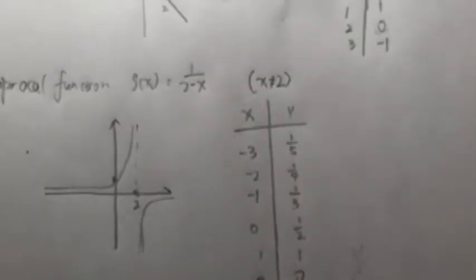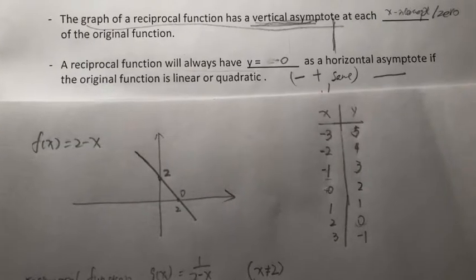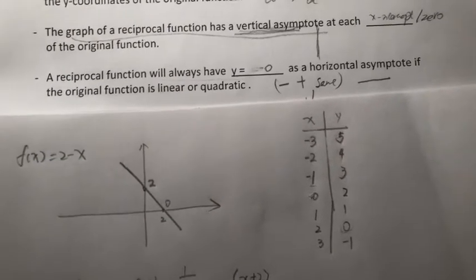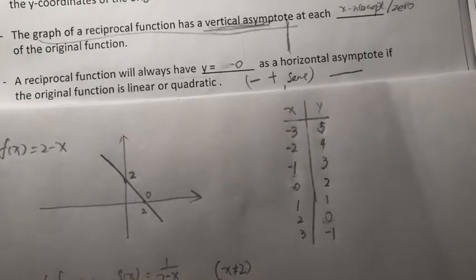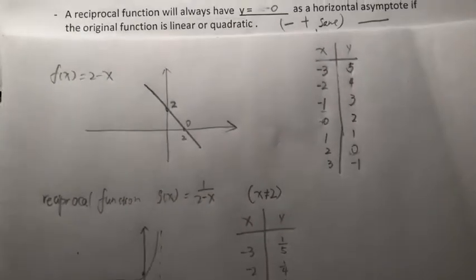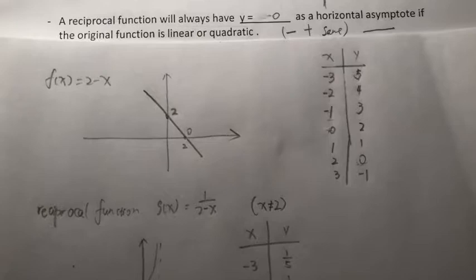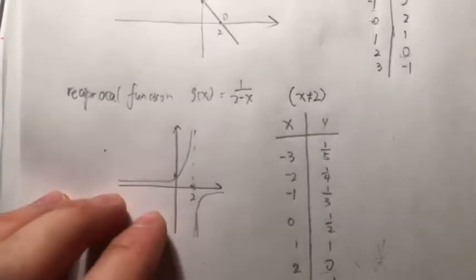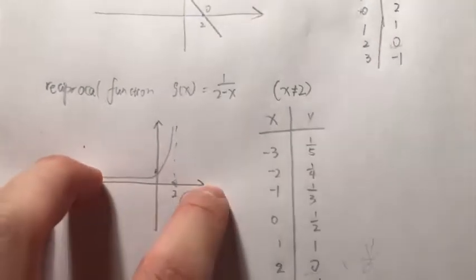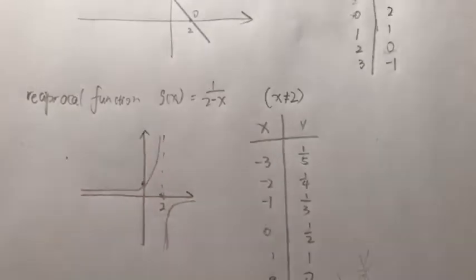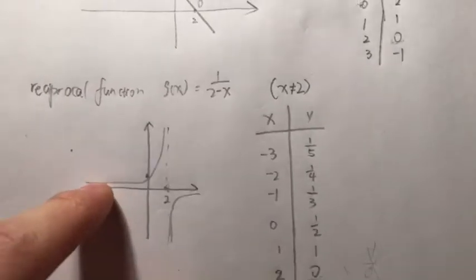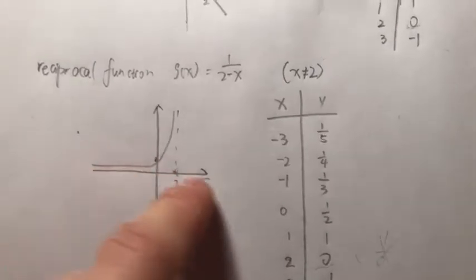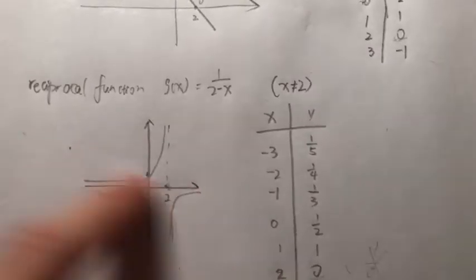The reciprocal function will also always have y equal to 0 as a horizontal asymptote when the original function is linear or quadratic. I will explain that later, because you will learn that later. You will always have this y equal to 0 horizontal asymptote because you really cannot divide that.